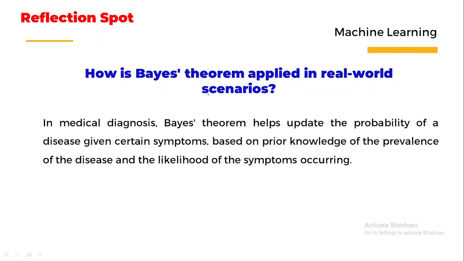The Bayes theorem can be used in multiple applications, but I have taken one here, that is medical diagnosis. The Bayes theorem helps update the probability of the disease given certain symptoms, based on the prior knowledge of the prevalence of the disease and the likelihood of the symptoms occurring. So this is one of the applications where we can use the Bayes theorem.